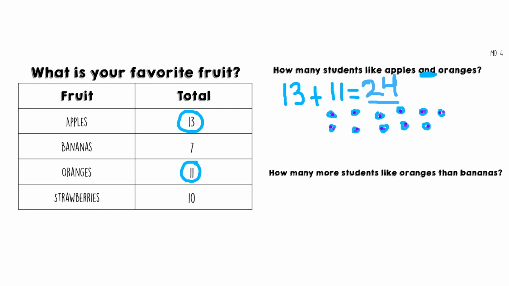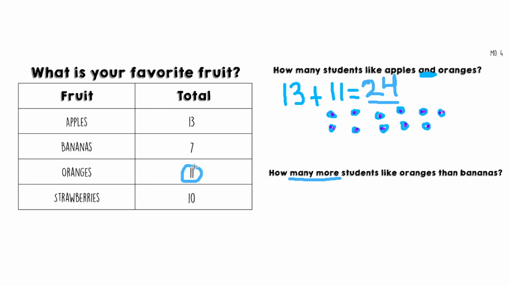Okay, so now let's go to the second question. So we're going to analyze data. And it says, how many more students like oranges than bananas? Okay, so this question is how many more? When we are being asked how many more, that is giving me a clue that I am going to subtract. So let me show you how. How many more, so let me underline that so I can remember, like oranges.